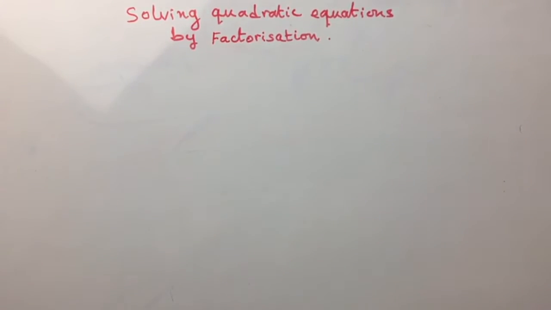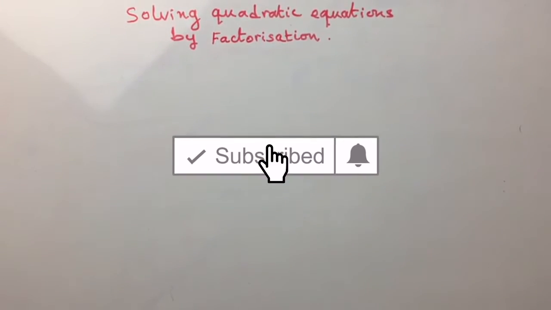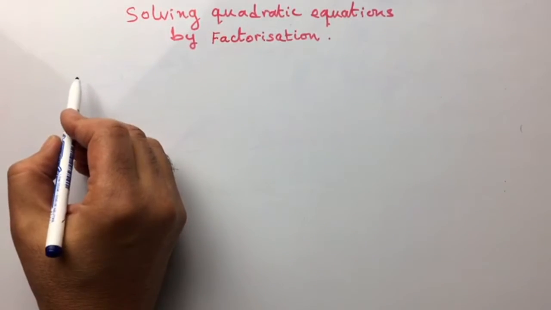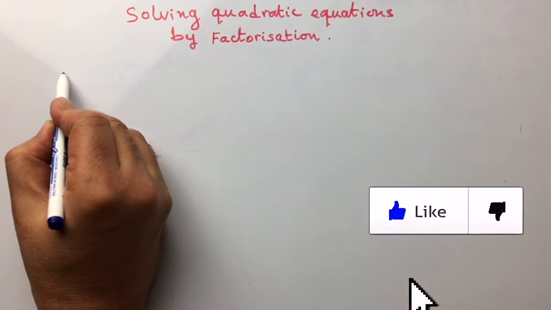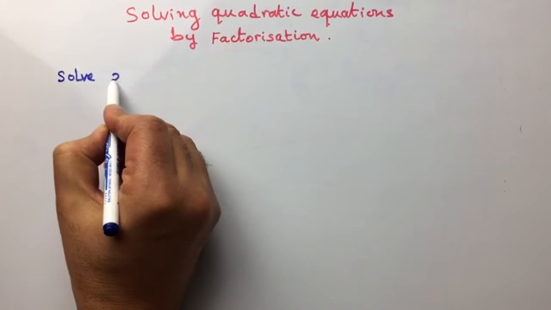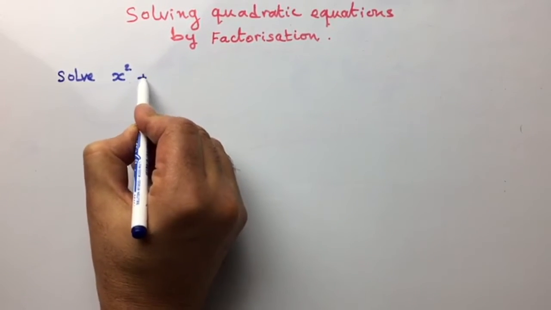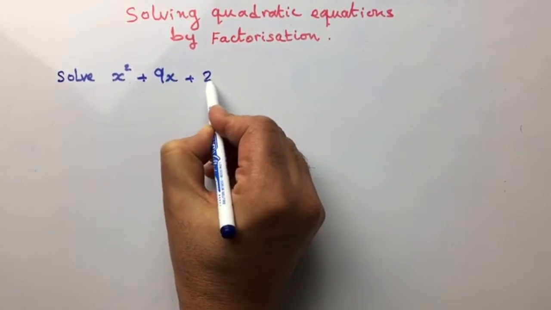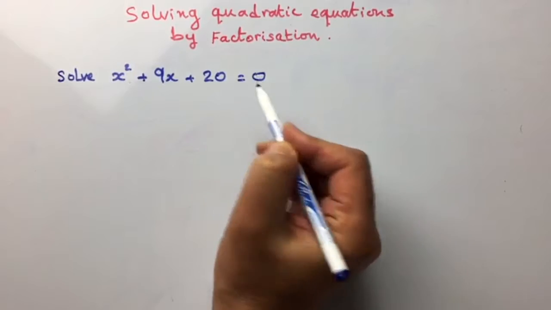Hi everyone. Today I'm going to teach you how to solve quadratic equations by factorization. So let's start with this example. Let's say solve x squared plus 9x plus 20 equal to 0.